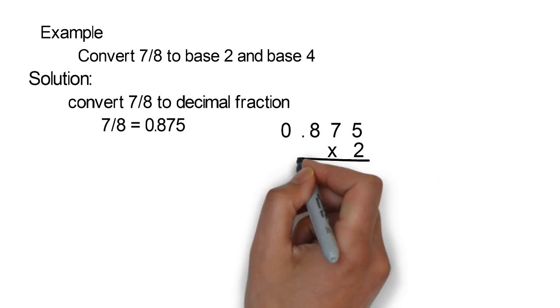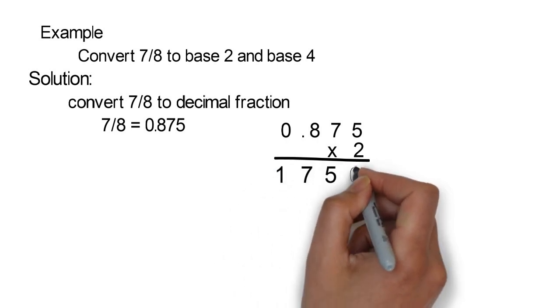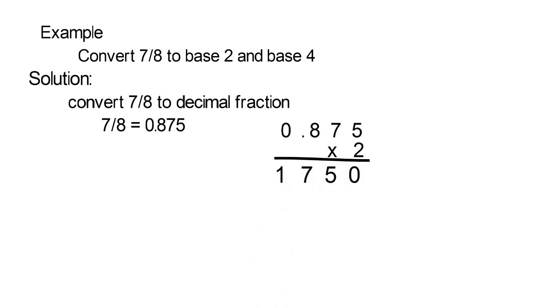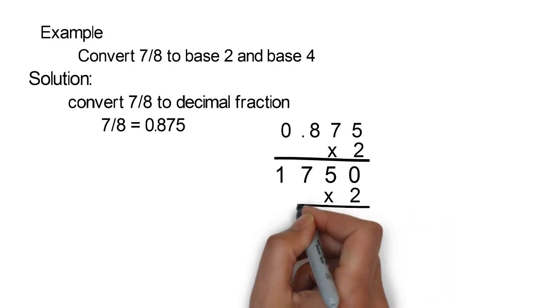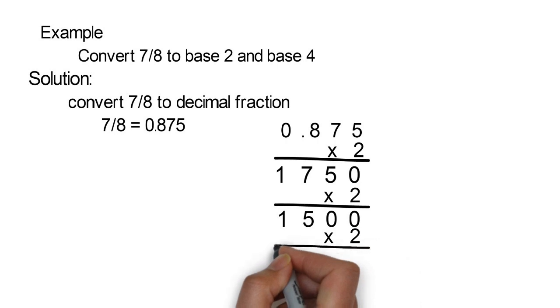If I multiply this by 2, it will give me 1.750. Can you see? But I'm not going to put the dot. I'll just put the 1 apart from the decimal part. You get what I'm saying now? Okay, so I multiply the 750 by 2 again. I get 1.500. I put the 1 separate again and multiply the 500 by 2.